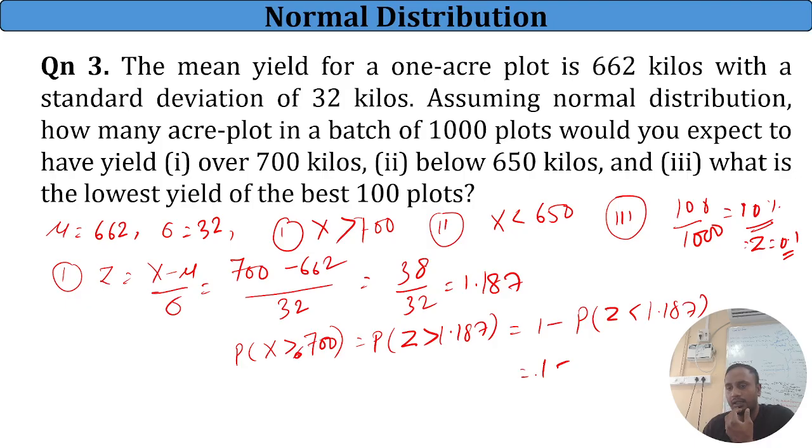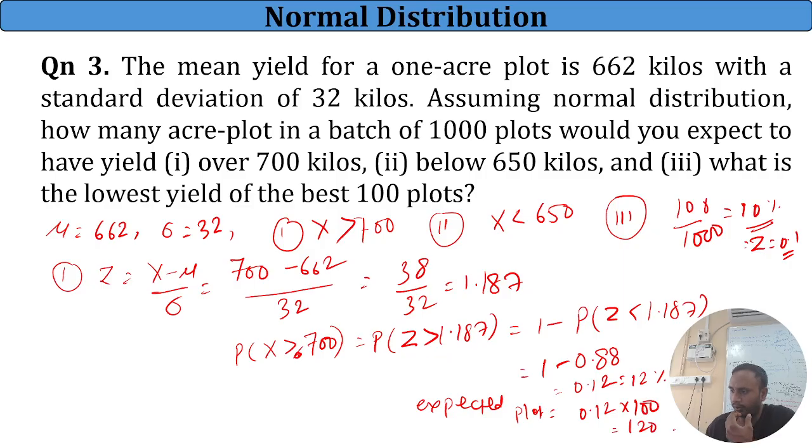This is the table that you will get. I think it's 0.8. So it will come 0.12, which means 12%. So the expected plots will be 0.12 into 1000. It will become 120 plots. Is it?